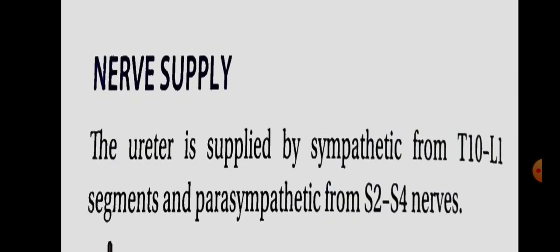The ureter is supplied by sympathetic fibers from T10, thoracic 10 to lumbar 1 segments, and parasympathetic fibers from S2 to S4. Sacral 2 to sacral 4 nerves supply the parasympathetic.